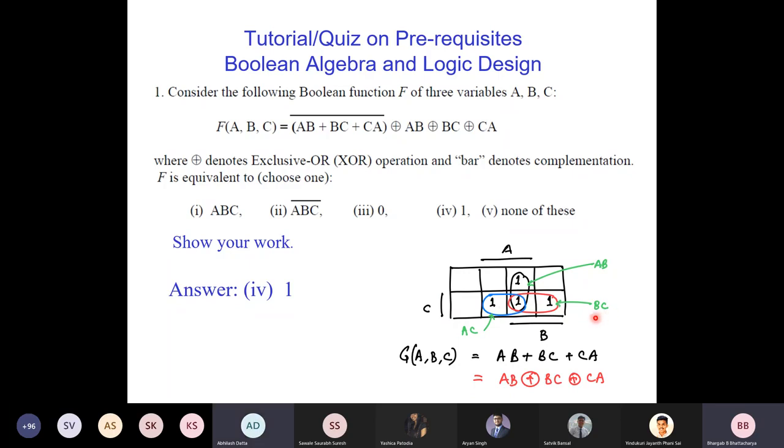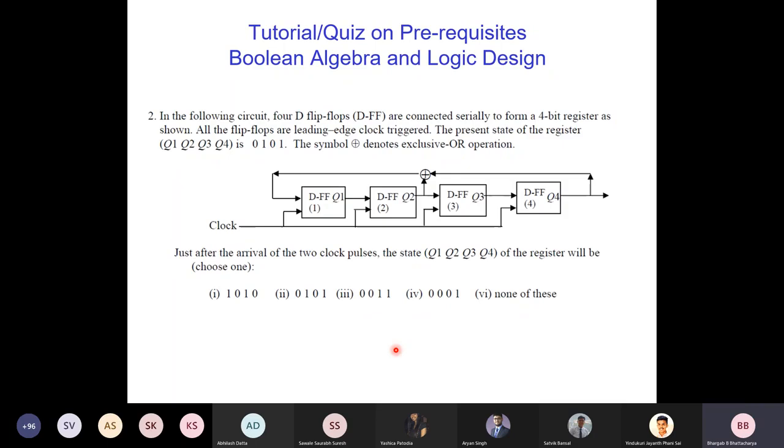Okay, so using this map in a clever way, you can immediately see that AB plus BC plus CA and these two sub-functions are identical, hence the result follows. So there are many clever tricks in Boolean algebra, so if you can apply them very quickly, you get answers very quickly. Well, so let us move to the next question.